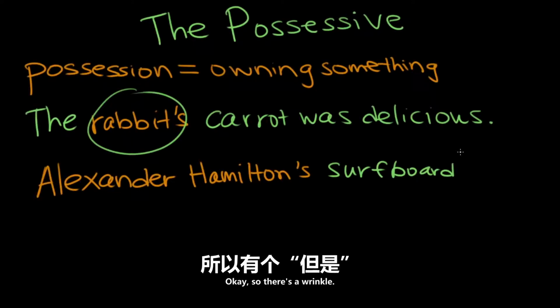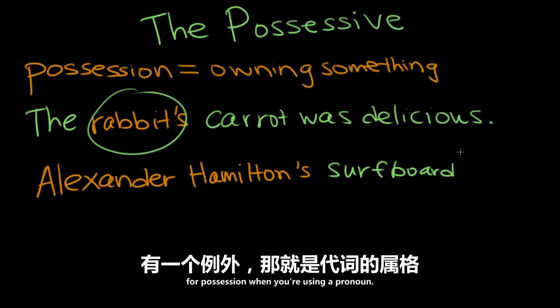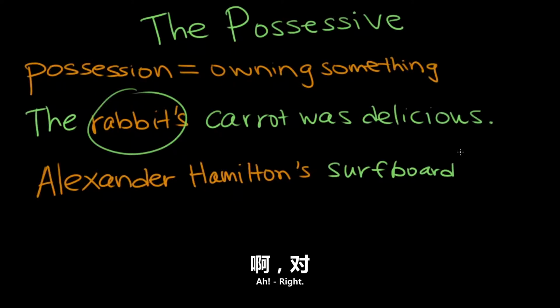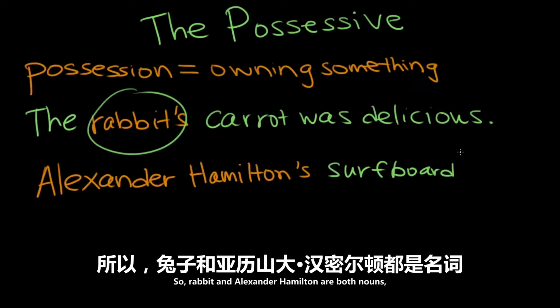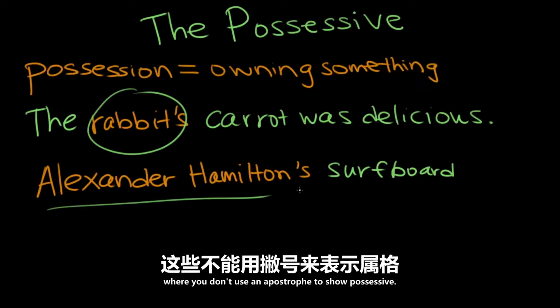Well, okay, not always. So there's a wrinkle. Of course, there's always a wrinkle. Introduce for us this wrinkle, Paige. So there's an exception to this rule of using apostrophe S for possession when you're using a pronoun. Right? So rabbit and Alexander Hamilton are both nouns, but there are pronouns like it or he or she where you don't use an apostrophe to show possessive.